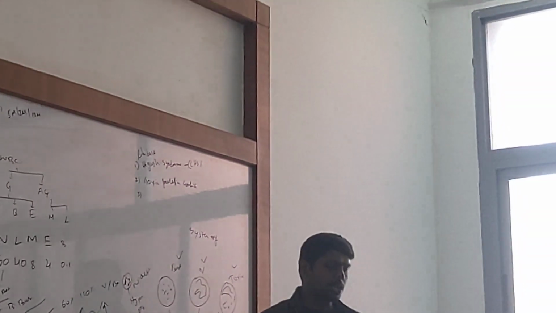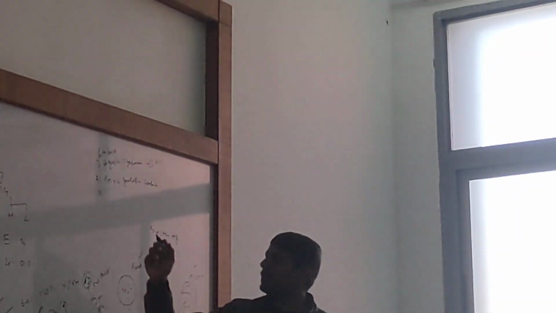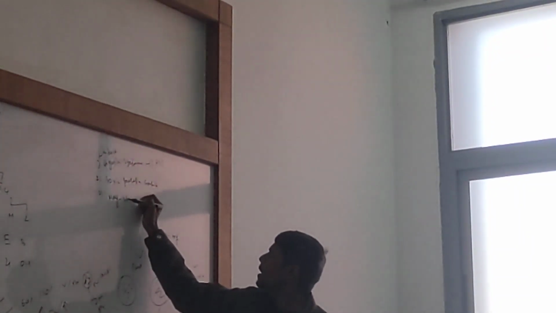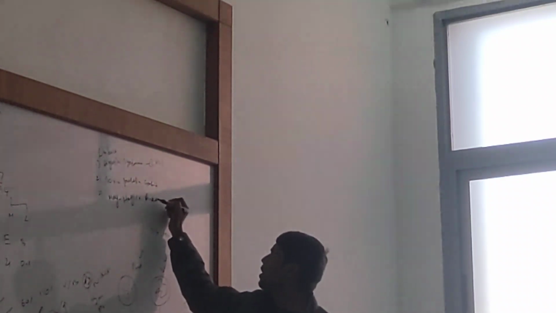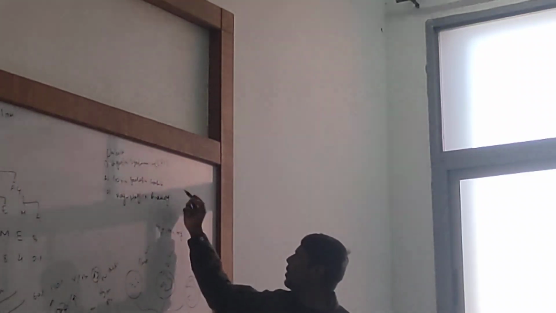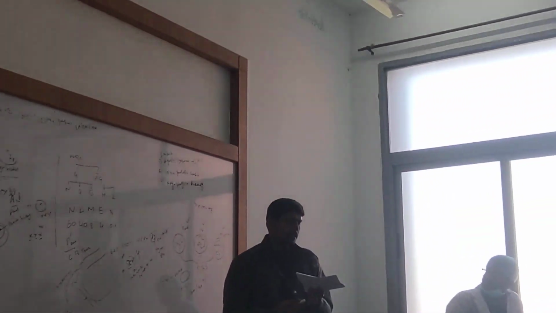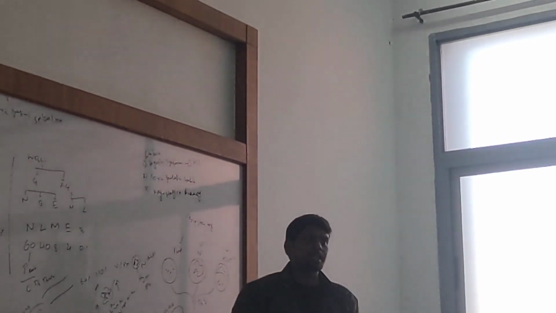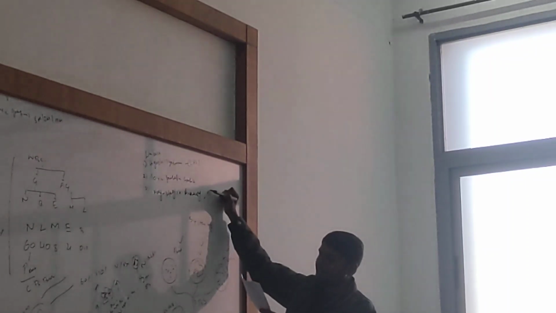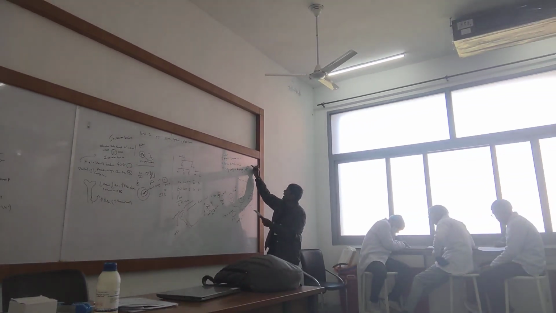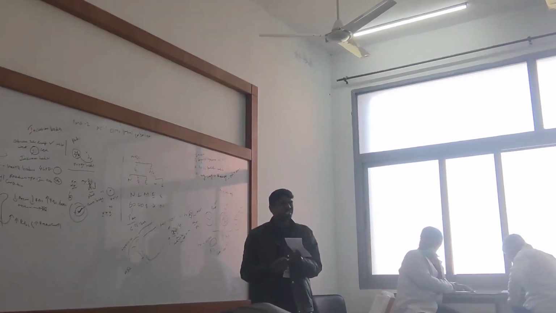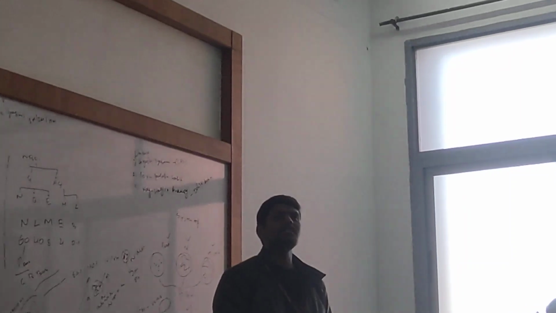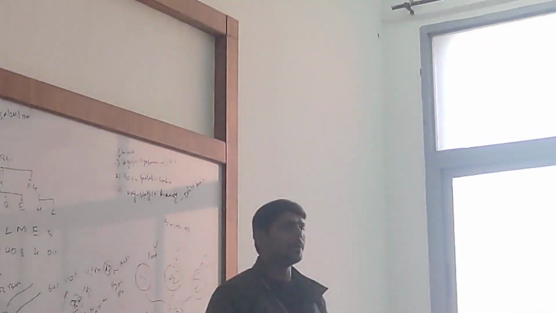Next, third disease: May-Hegglin anomaly. A-N-O-M-A-L-Y. In May-Hegglin anomaly, Dohle bodies are detected. D-O-H-L-E, like this. Some French or Latin terms. Dohle bodies will be detected in May-Hegglin anomaly.